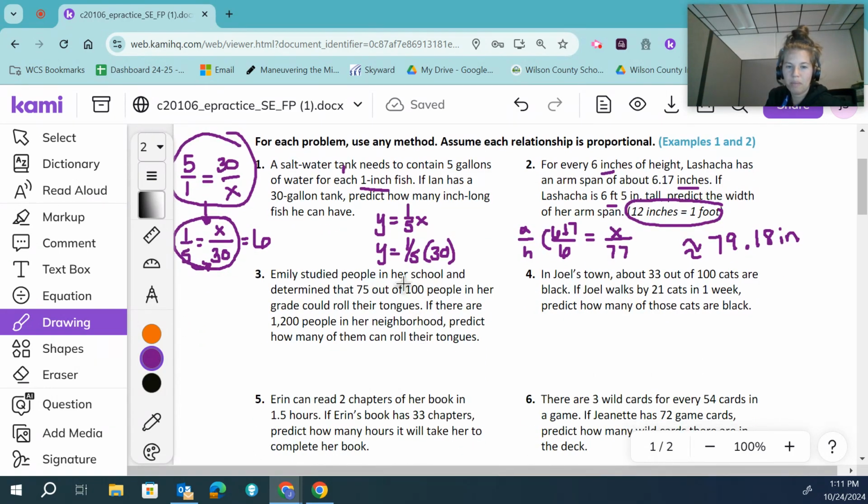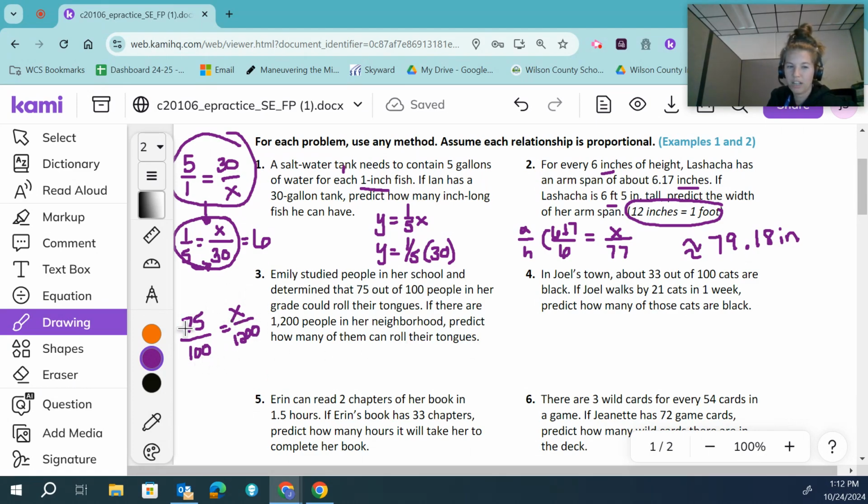Emily studied people in her school and determined that 75 out of 100 in her grade could roll their tongues. So 75 out of 100 total people. Again, 100 is the total people. 75 is the amount that can roll their tongue. If there are 1,200 people in her neighborhood, that's the total people in her neighborhood. We're trying to figure out how many of them can roll their tongue.